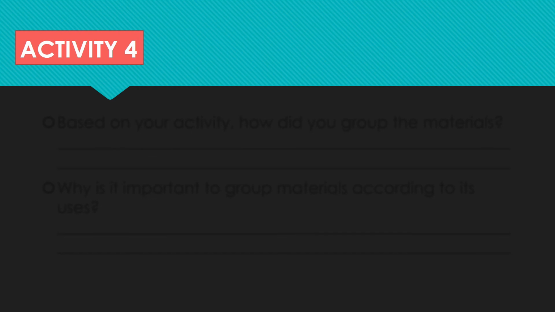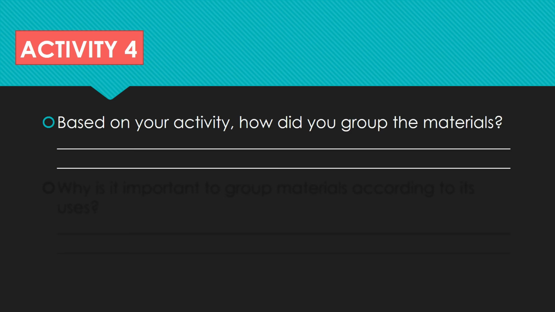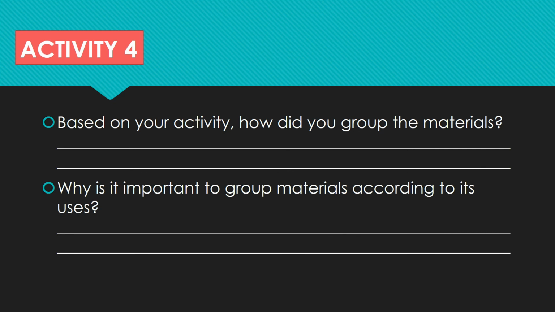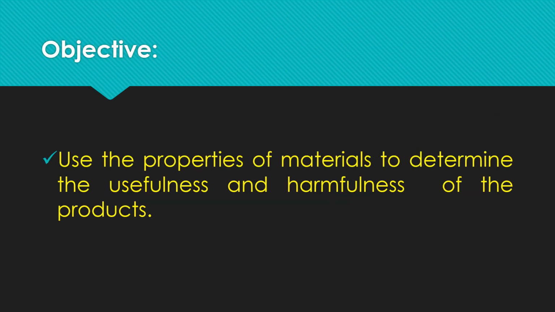Assuming that you're done on the first part of activity number 4, let's proceed to the second part. You give your answer on the blank provided. Based on your activity, how did you group the materials? Then, why is it important to group materials according to their uses? And for your last activity, here's the objective. Use the properties of the materials to determine the usefulness and harmfulness of the products.